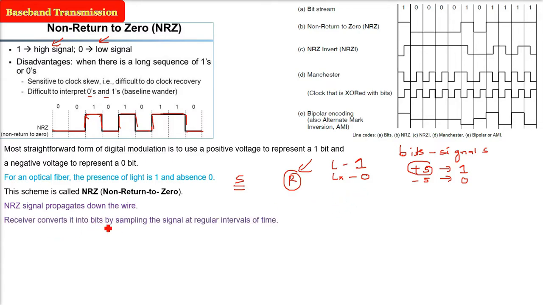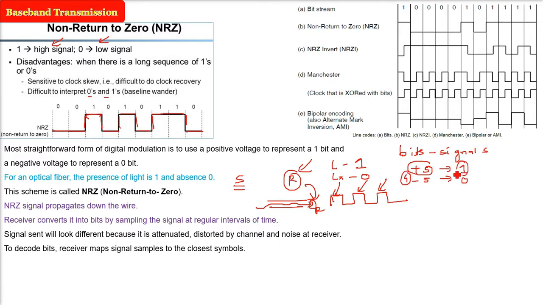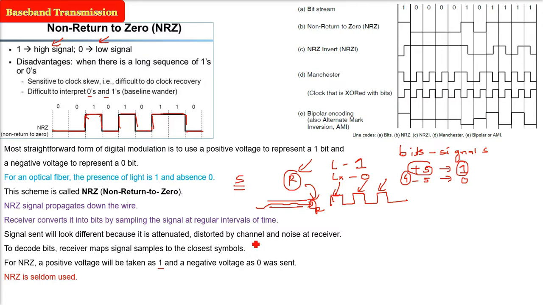Okay, so what does the receiver do? It converts this into bits because it has to sample the signal at regular intervals of time. You can say clock. So at every clock pulse, it will try to retrieve the signal through sampling. Whenever you send, the signal will look different because in between it will lose energy, it will be attenuated, distorted by the channel. So you may get some noise at the receiver. So in order to decode the bits at the receiver end, the receiver needs to map signal samples to the closest possible. If some 4 volt is there, it will say, oh, it may be 1. Okay. So for this NRZ, a positive voltage will be taken as 1 and the negative voltage will be taken as if 0 has been sent by the sender.